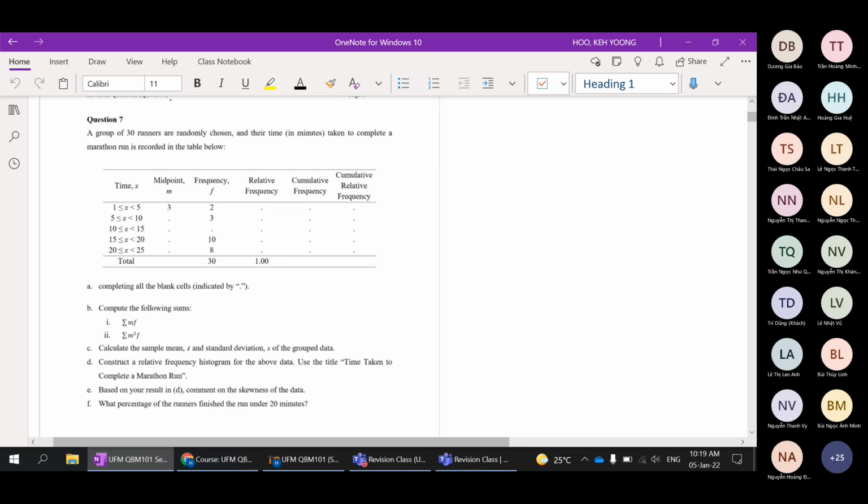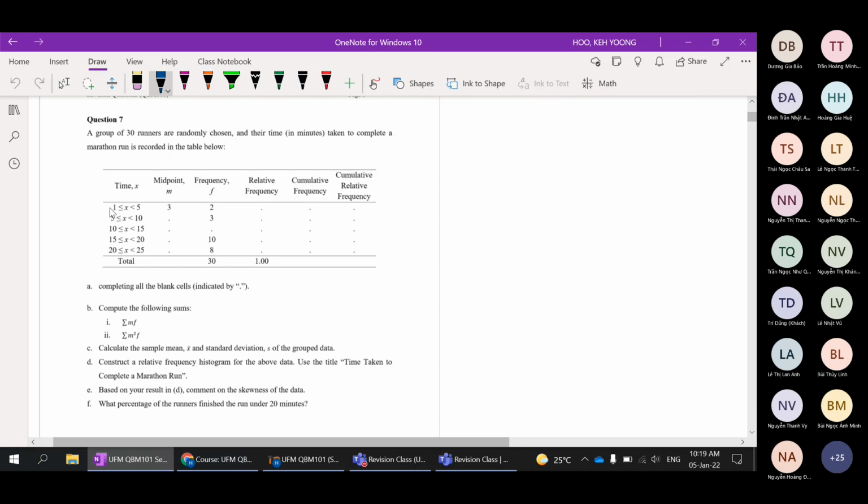With the class interval, how many classes do you have here? 1, 2, 3, 4, 5. You have 5 classes, and then you're given a few more columns, and you are asked to fill in all the blank cells. Have you filled in all the columns? Are you able to fill in? Yes. Okay, great.